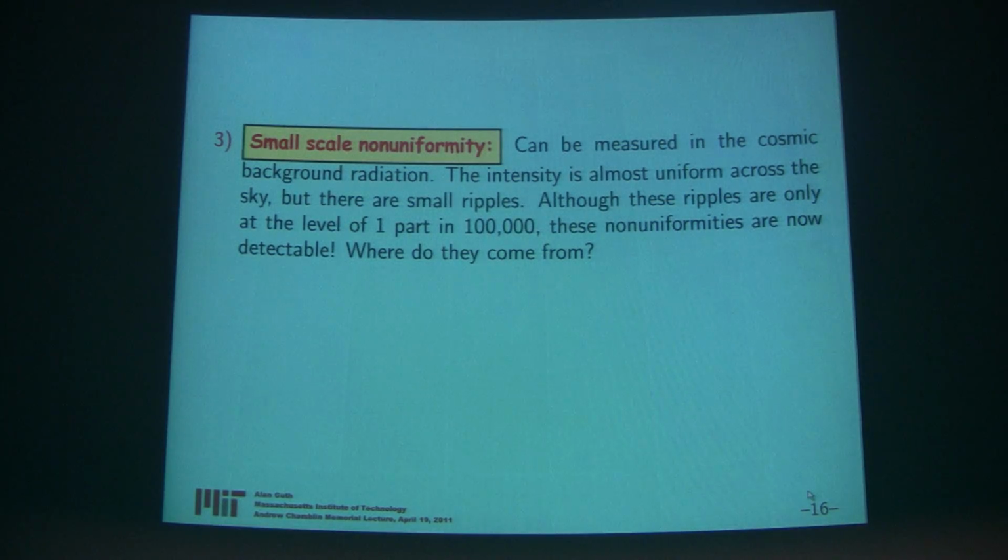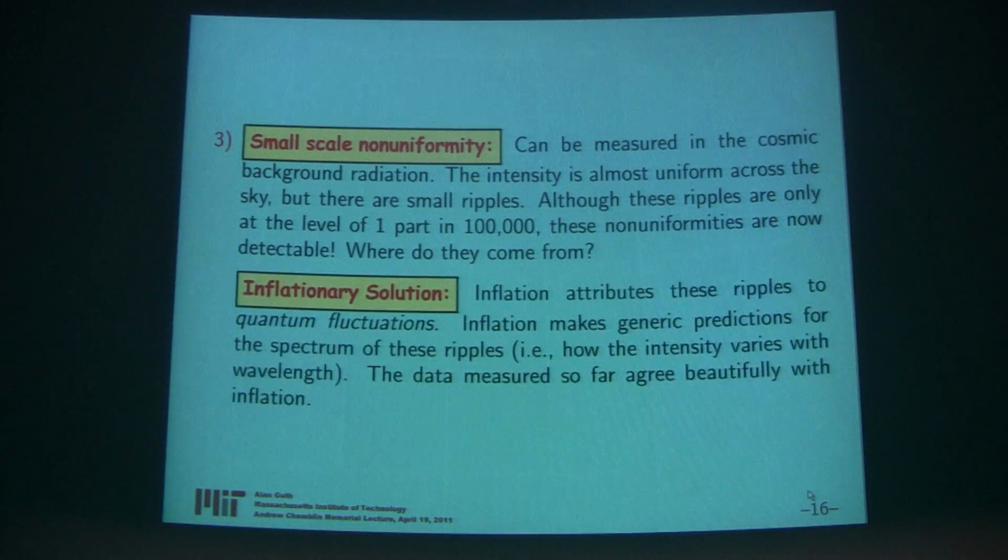So people had to just imagine that there was some set of non-uniformities that were there from the beginning at the level of 1 part in 100,000 that nobody knew where they came from. In inflation, we actually have an answer to that question, and the answer seems to agree with what we see. The inflationary solution is actually rather bizarre.